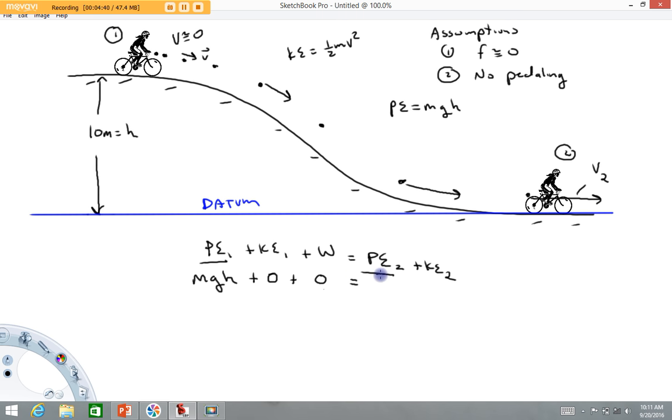All right, PE2. Person 2 here is now at our lowest point. Basically, they're at the datum, so we would say they have a height of 0. So I'm going to call that potential energy 0. And then KE2 is equal to 1/2 mv squared.